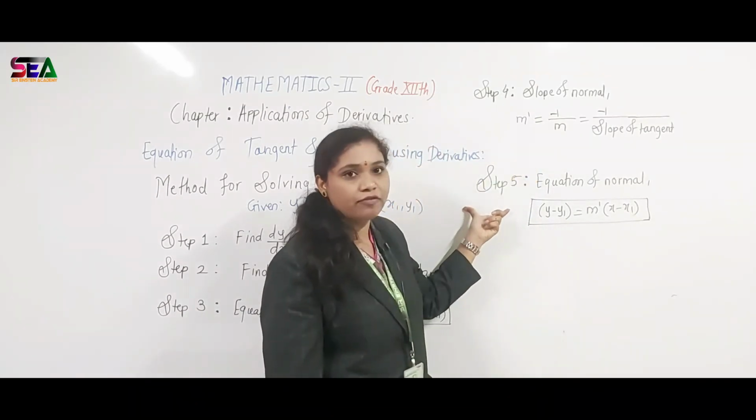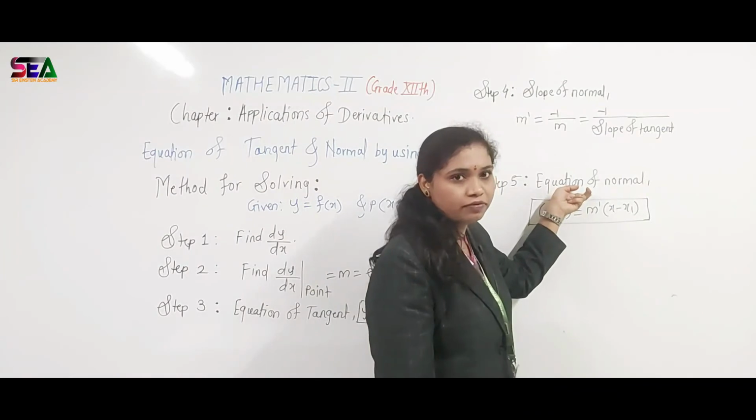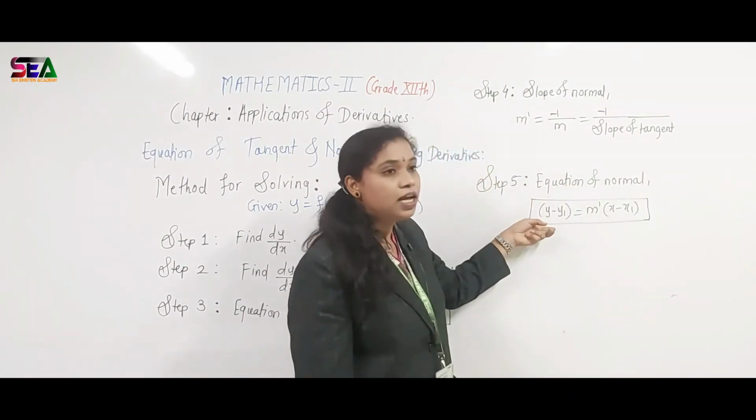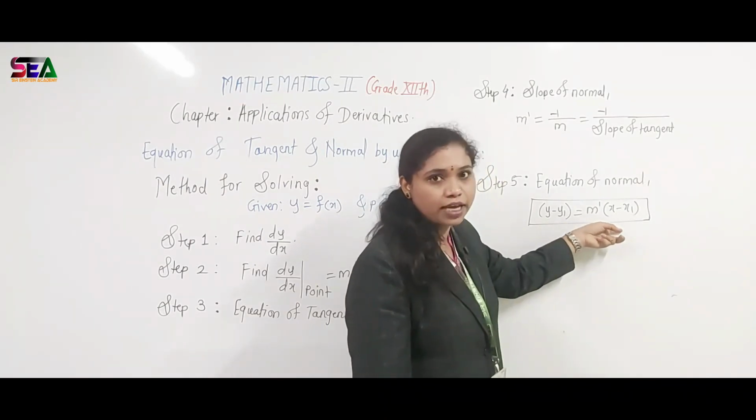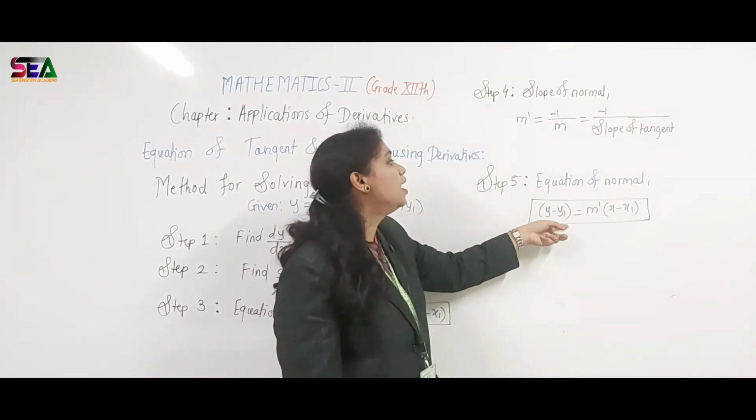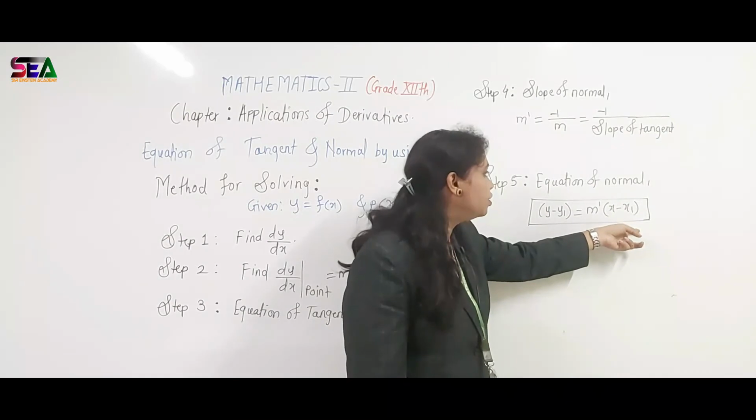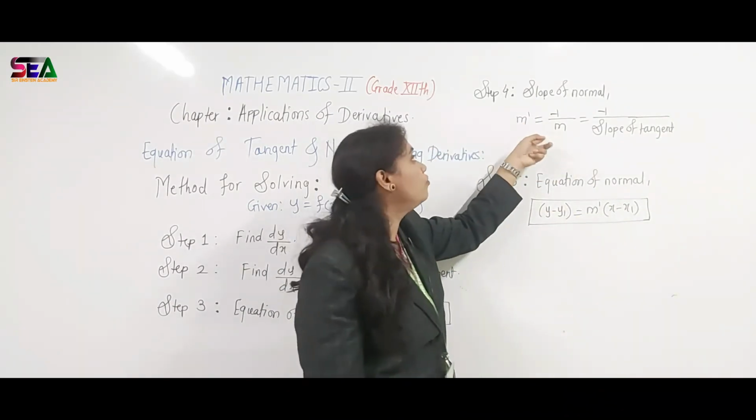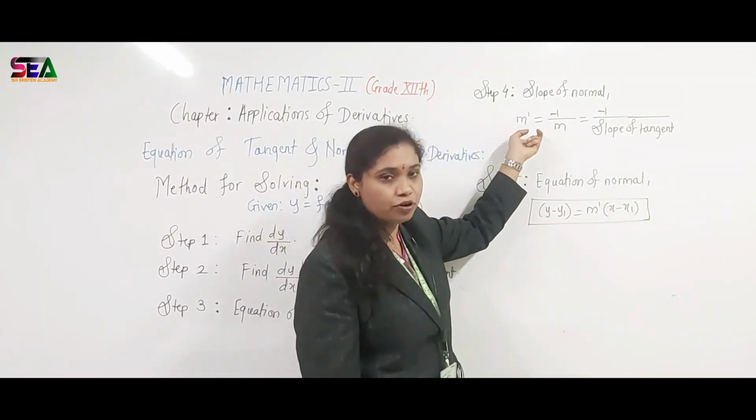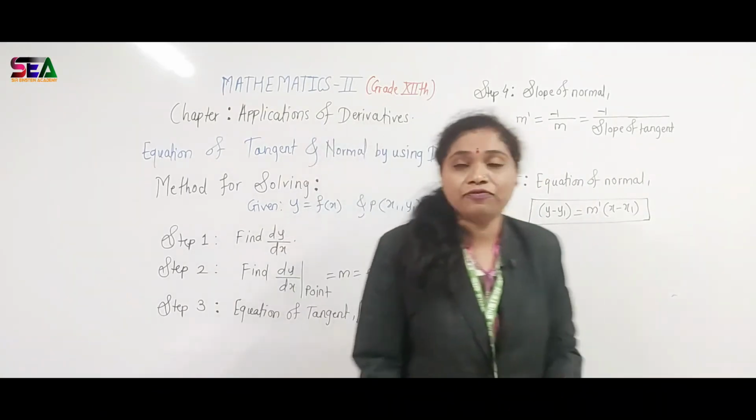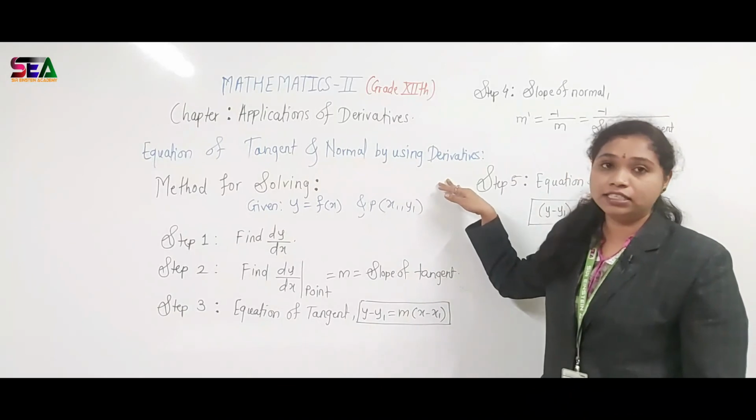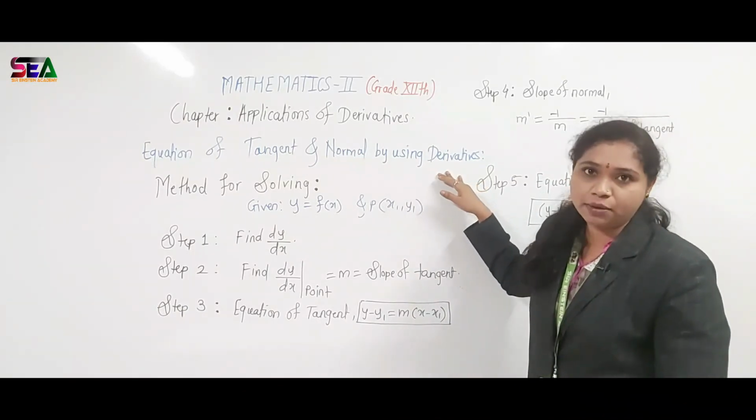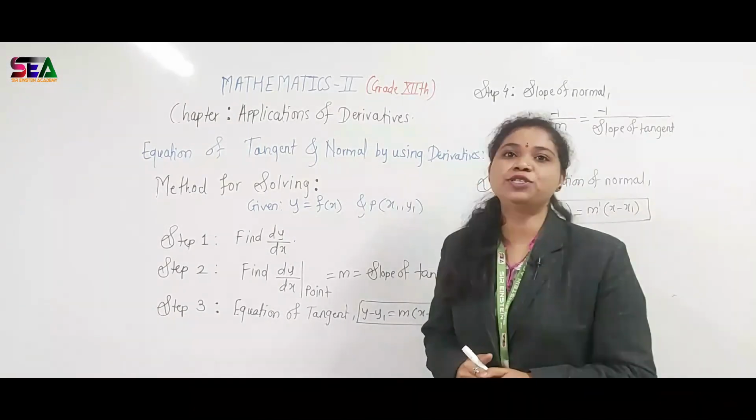In the last step, we have to calculate the equation of the normal, which is again calculated by using the slope point form: y minus y1 is equal to m dash into (x minus x1). In this, x1 and y1 we already know. M dash is the slope of the normal as per step 4. So, by using these 5 simple steps, we can easily calculate the equation of tangent and normal wherein derivatives can be used. Hope you have understood the concept.